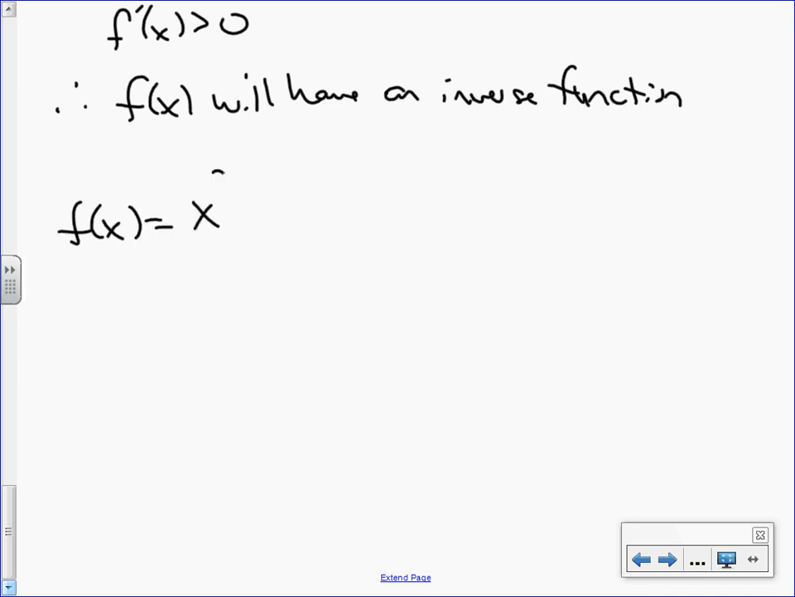Okay, another function. Make one little change. Oops, just x cubed. That looks like exponents. And the derivative of this is 3x squared minus 1.